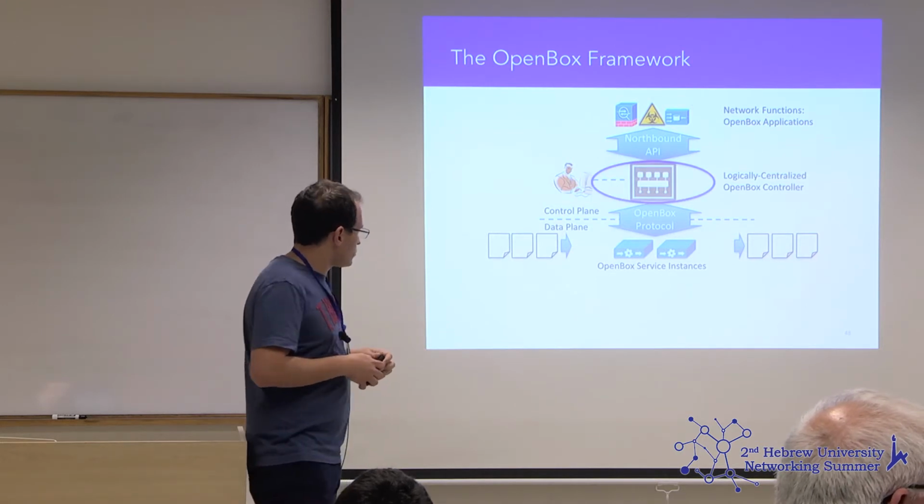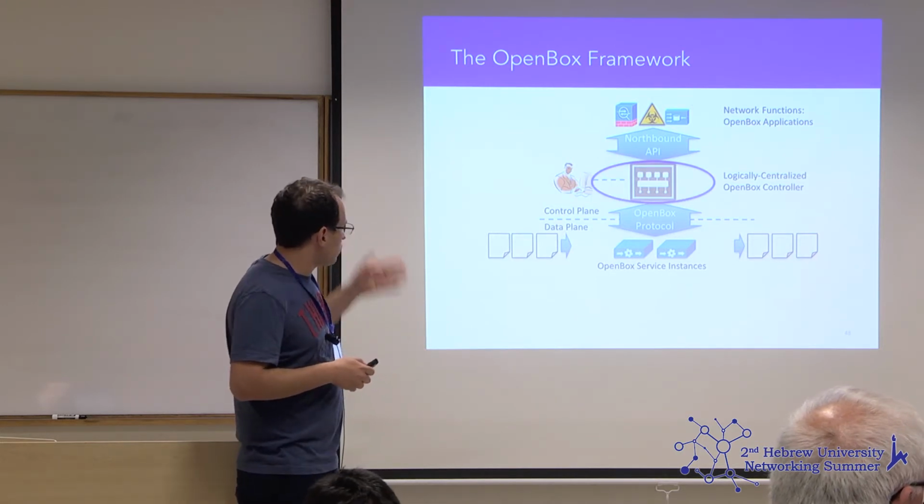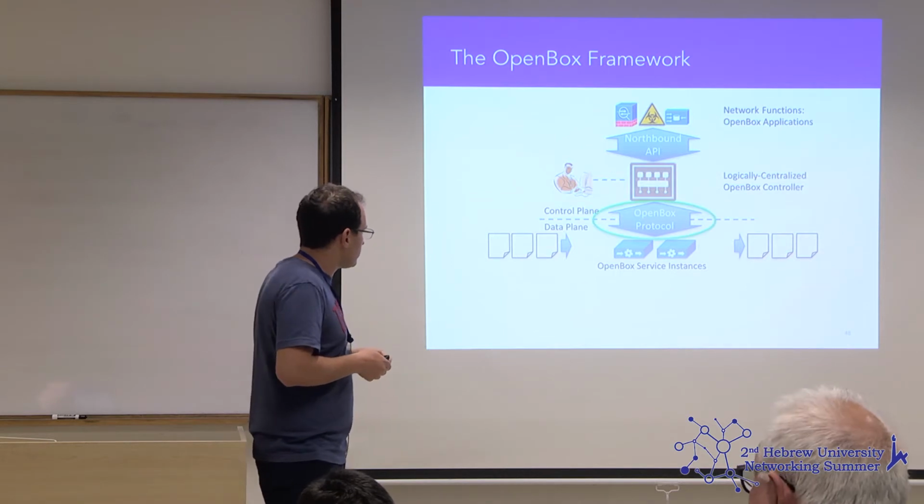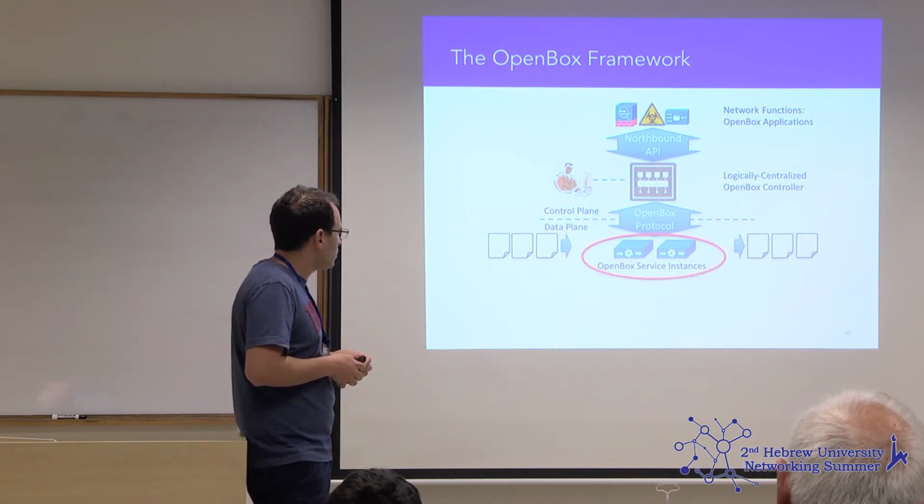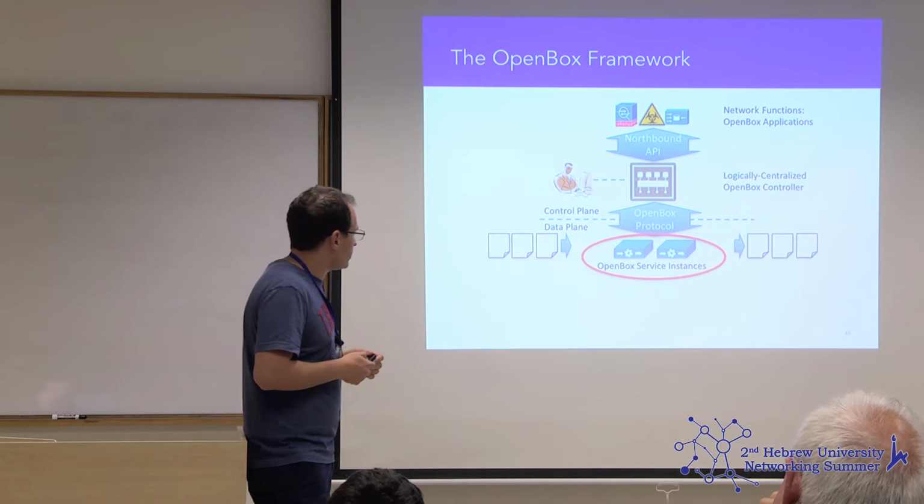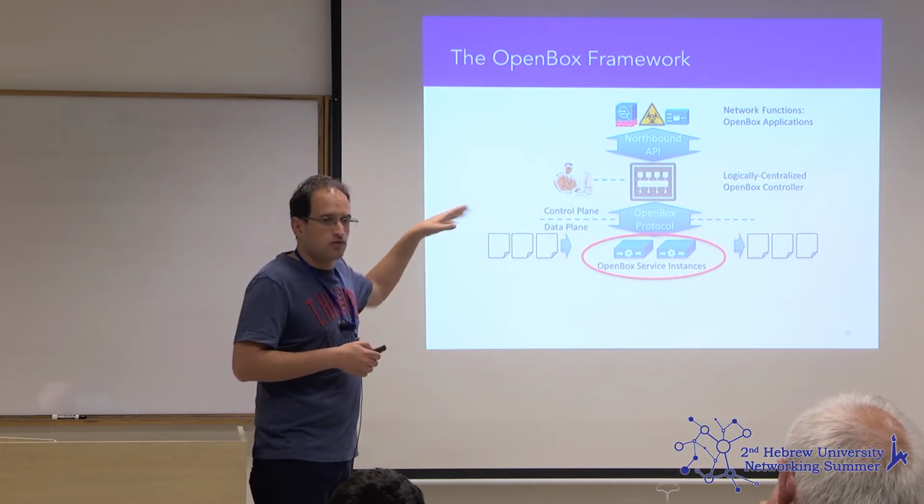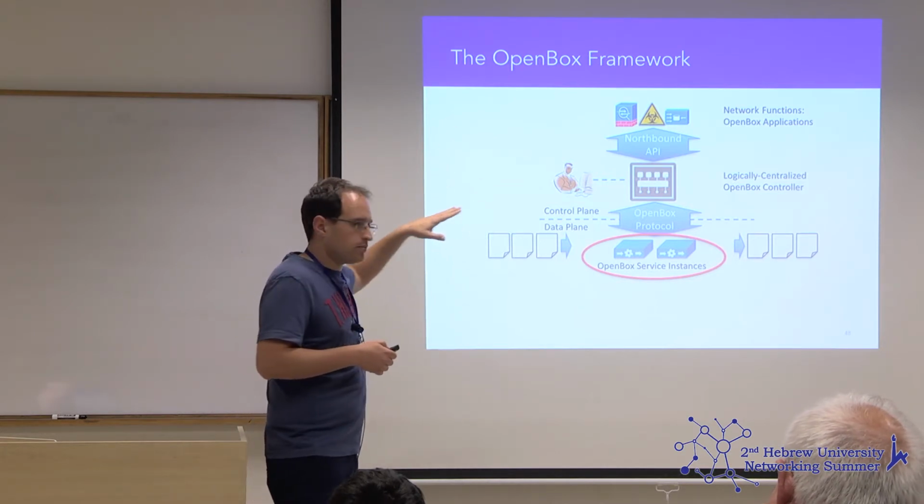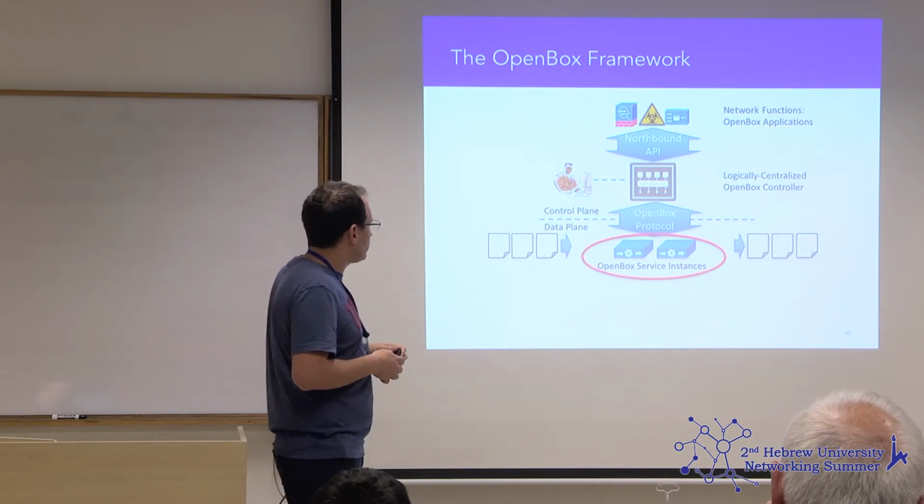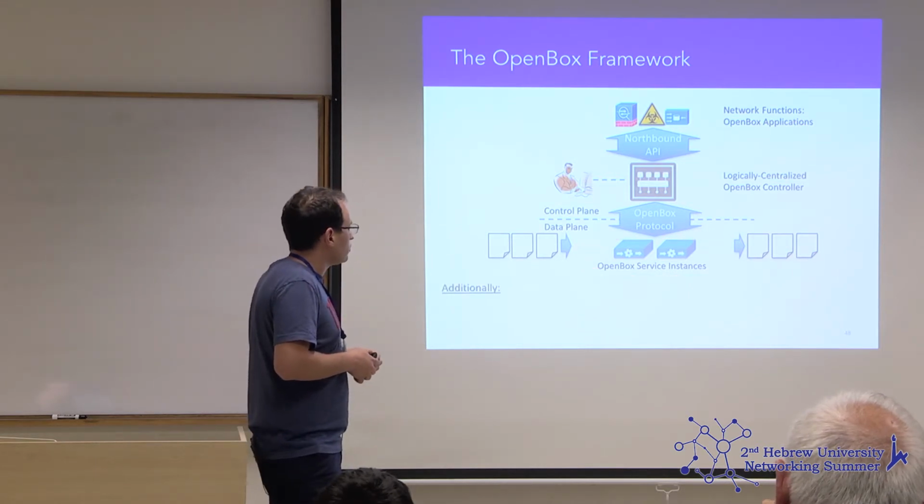We have this controller that is responsible to unify multiple network functions and send the directives to the data plane using a protocol we defined. And this is the data plane. This is where packets flow. Packets do not flow through the controller. They just flow through the data plane, and the data plane realizes the logic given by the controller.